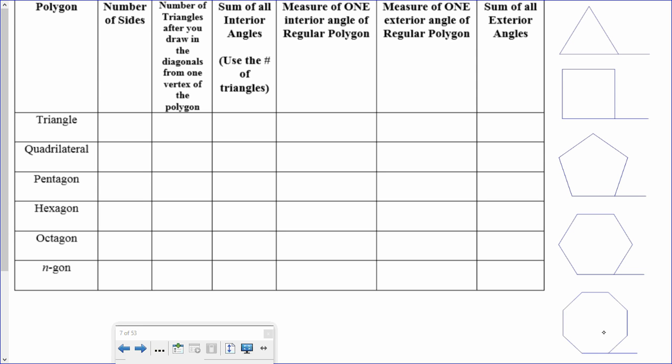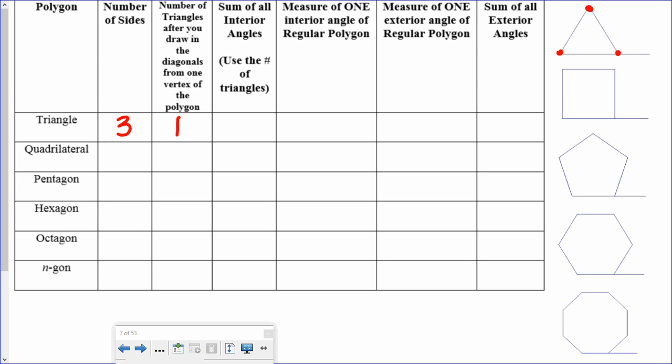You have these pictures along the bottom. So triangle, number of sides. That's easy, 3. This part, number of triangles after you draw in the diagonals from one vertex of the polygon. So you go to the triangle, pick one vertex, and notice there are no more diagonals to be drawn because this vertex is already connected to the other two vertices. And this vertex is already connected to the other two vertices, and this one's already connected. Okay, so there are no additional triangles, we just have the one original triangle. And for now, that might not make sense, but that's okay.